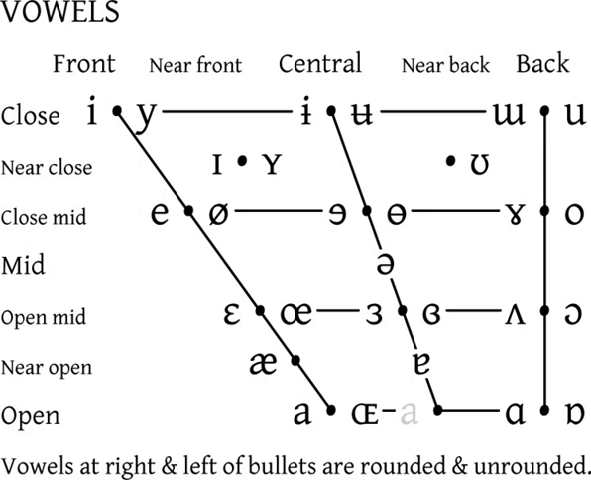The Unimelb color scheme is tone 1 blue, tone 2 green, tone 3 purple, tone 4 red, neutral tone gray. The Hanping color scheme is tone 1 blue, tone 2 green, tone 3 orange, tone 4 red, neutral tone gray. The Pleco color scheme is tone 1 red, tone 2 green, tone 3 blue, tone 4 purple, neutral tone gray.